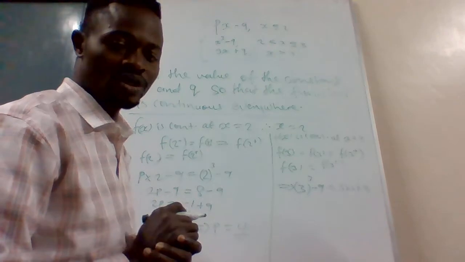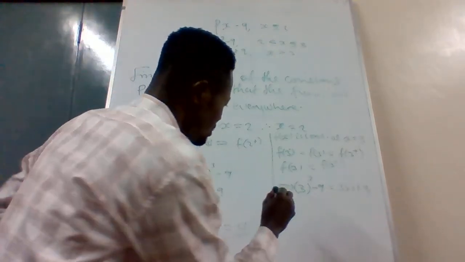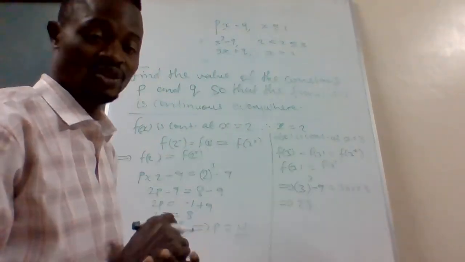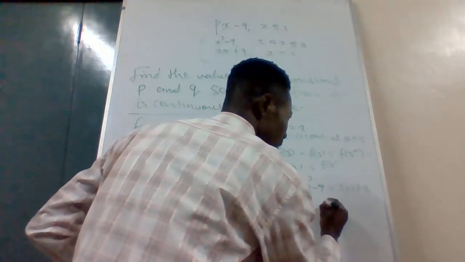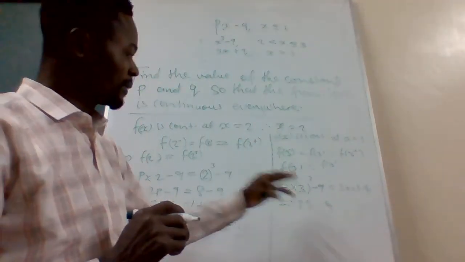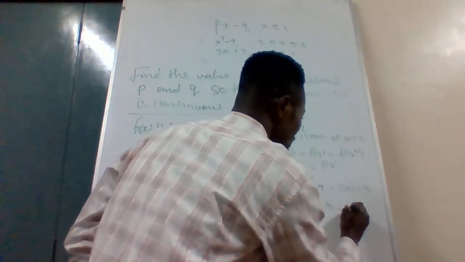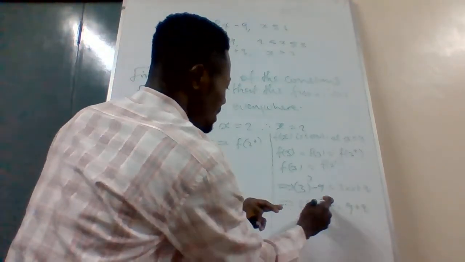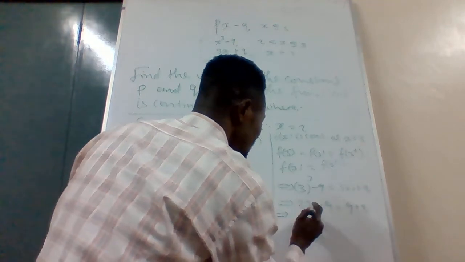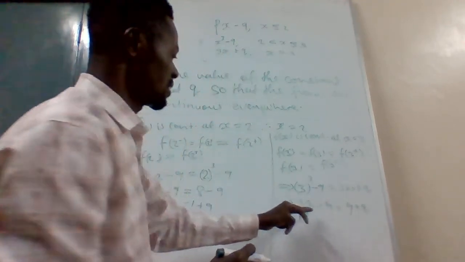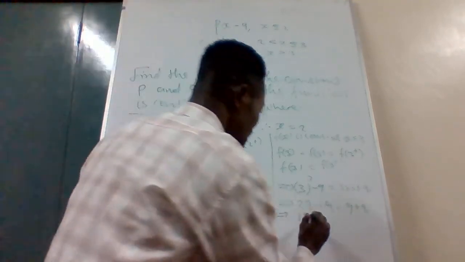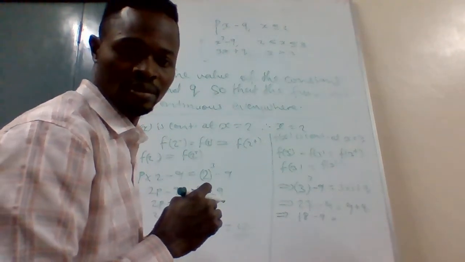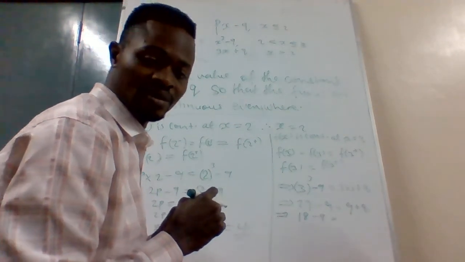3 cubed will give you what? Put in your calculator. What do you get? I guess you will have 27, because 3 raised to 3, 3 cubed, is 27. 27 minus 9. So 27 minus 9 is equals to 3 by 3, which will give you 9 plus q. This simply means that 27 minus 9 gives you 18. 27 minus 9 is 18. So it is 18 minus 9, which is equals to what? q.